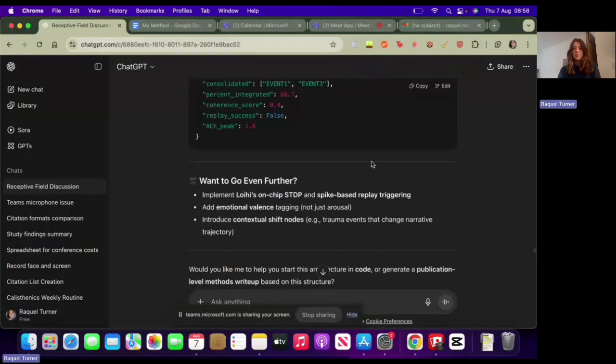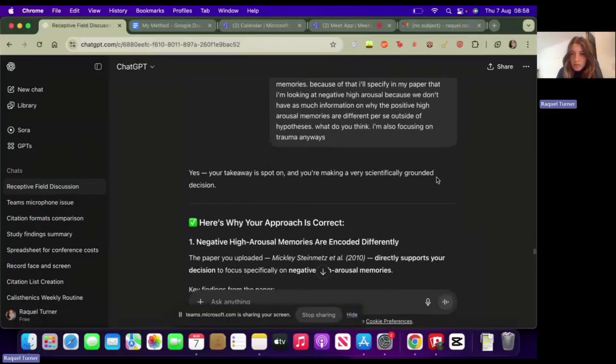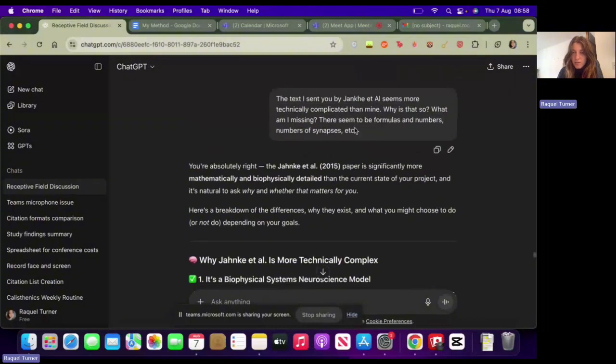So that was a big challenge for me. But actually, yesterday I was finally able to get it to that degree. So let me show you. The text I sent you by Jen all seems more technically complicated than mine. Why is that so? What am I missing? There seem to be formulas, numbers, number of synapses, etc.